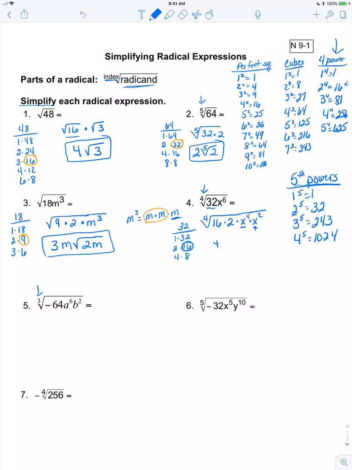All right, so the 4th root of 16 is 2. Let me make more room here. So we've got 2 for that 4th root of 16. We're bringing out this x to the 4th as an x, and then we're left with the 2 and the x squared. They have to stay under the radical sign because they don't have enough partners to come outside the radical. Okay, so next we have a cube root of negative 64, a to the 6, b squared.